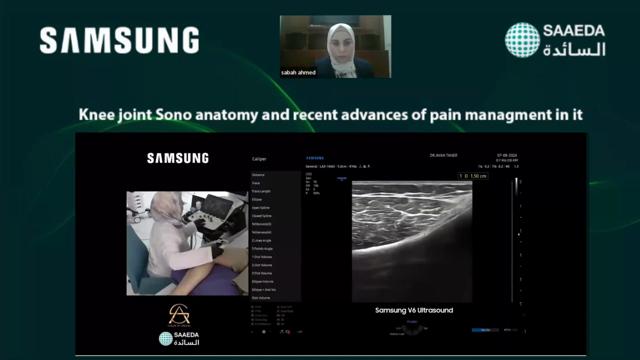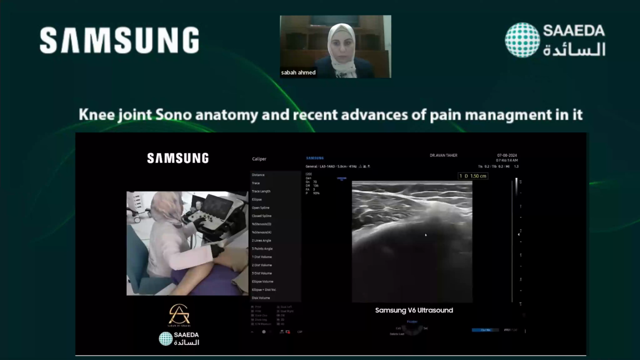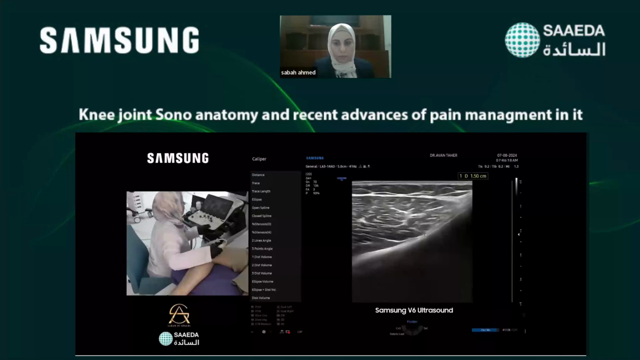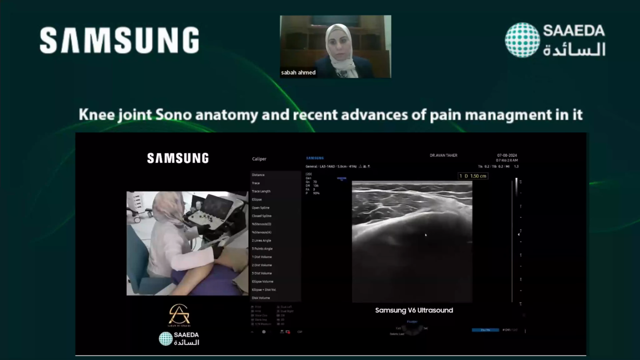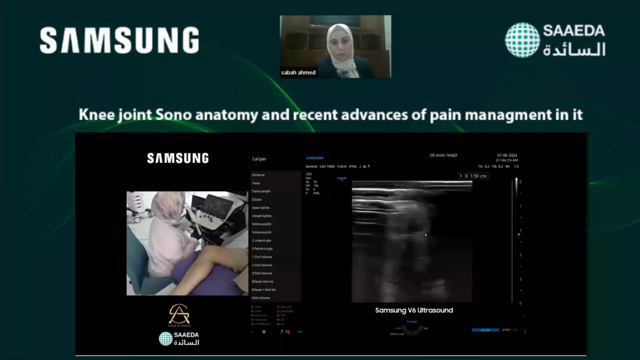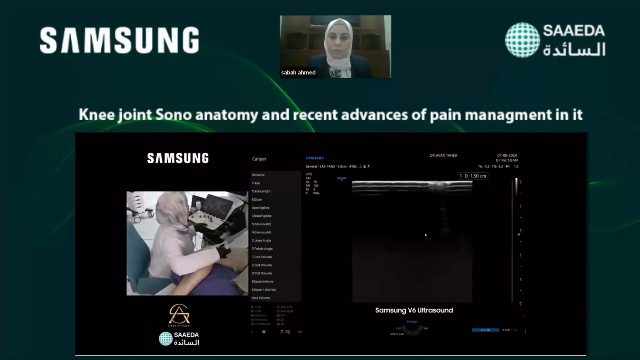But we cannot do ablation with the probe longitudinal. So we should go in the short axis view, opening the vessel. Now we open the vessel, and just distal to it, we can do ablation of the superior medial genicular nerve. Another important nerve which contributes to the medial compartment is the infrapatellar nerve, which is a branch of the saphenous nerve.